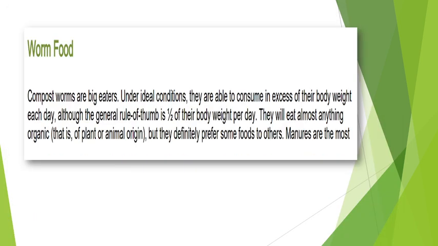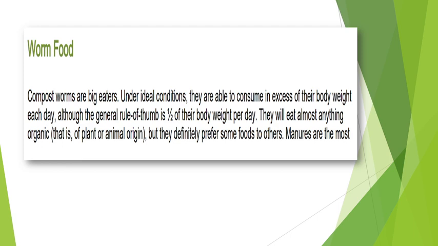Talking about worm food, compost worms are big eaters. They are voracious feeders, which means they are continuously and vigorously feeding. Under ideal conditions, they are able to consume in excess of their body weight each day. Although the general rule of thumb is half of their body weight per day, which means they require food equal to half of their body weight.